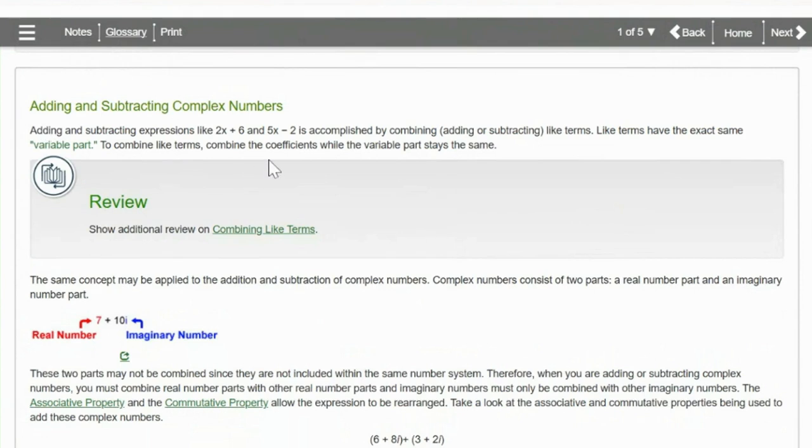So we can add, like, 2x plus 6 and 5x minus 2. If we did that, we've got to combine the like terms. We'd add 2x plus 5x and get 7x. And we take the 6 and the negative 2 and that's plus 4. Right? You've got to keep the variables added to the variables and the numbers added to the numbers. Well, complex numbers work very much the same way. Here's a little review on combining like terms.